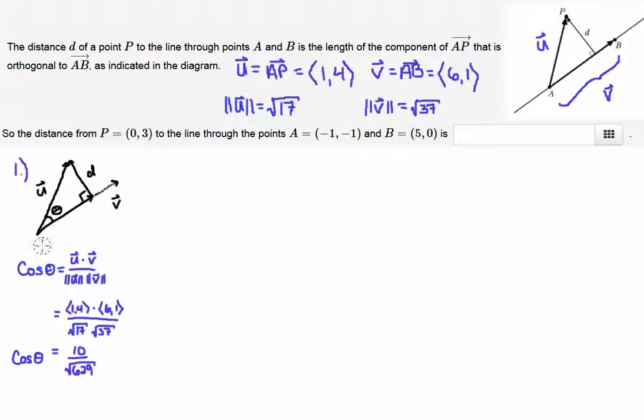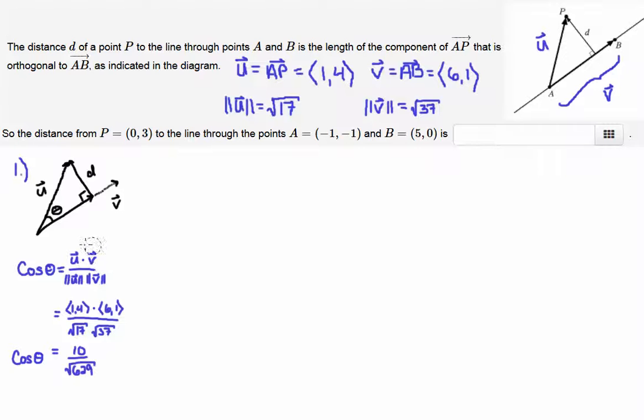I redrew the picture here, and I'm going to use the angle between U and V to then do some right triangle trig to figure out what D is. Because once I know theta, and I have the length of U, I could use that the sine of theta is D over the length of U to then determine what D is. So let's go ahead and do that. Now I'll use the dot product to determine what the cosine of theta is.